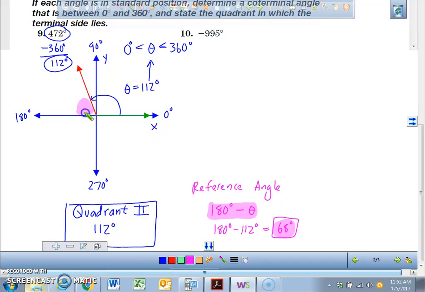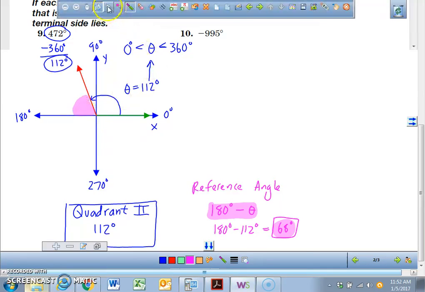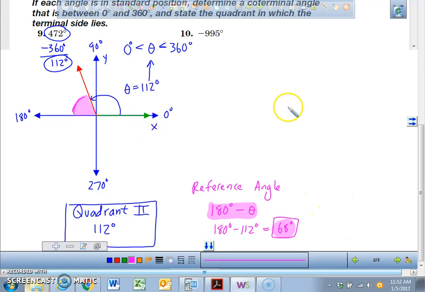You guys remember what I said? The reference angles are always in relationship to the x-axis. They're always formed with the x-axis. Never the y-axis. Now, let's look at number 10.